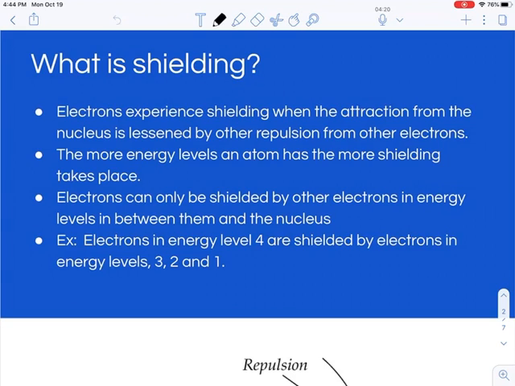The more energy levels an atom has, the more shielding takes place. And electrons can only be shielded by other electrons in energy levels between them and the nucleus. So for example, an electron in energy level 4 could only be shielded by electrons in levels 1, 2, and 3.